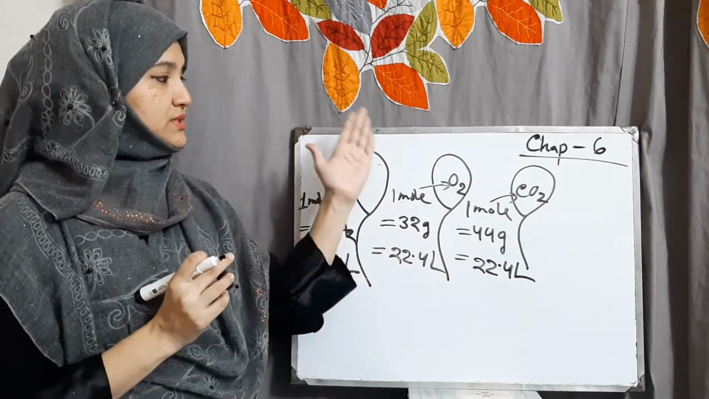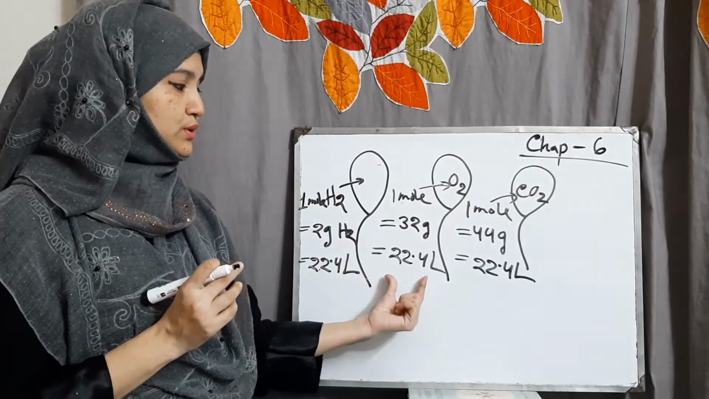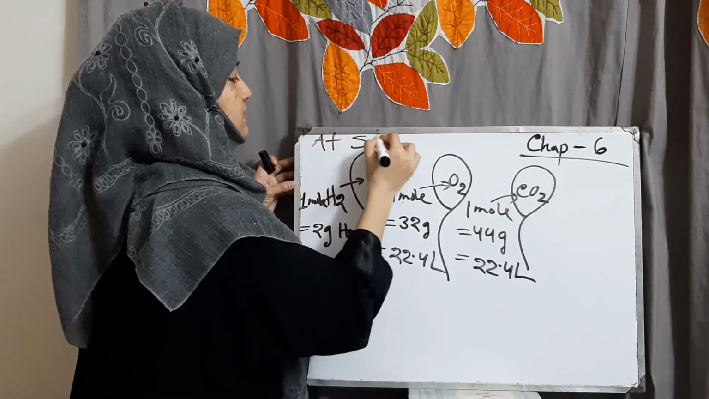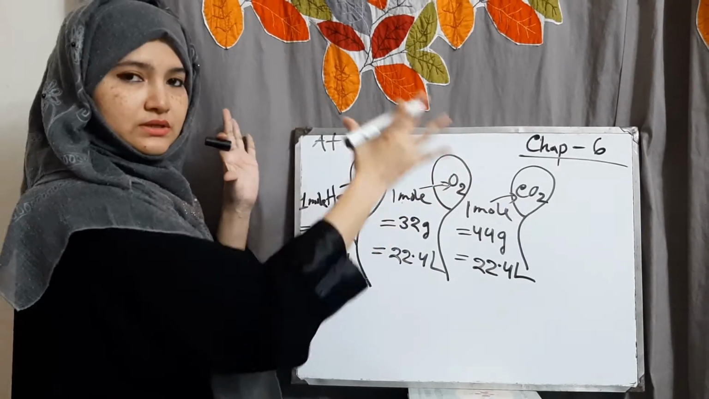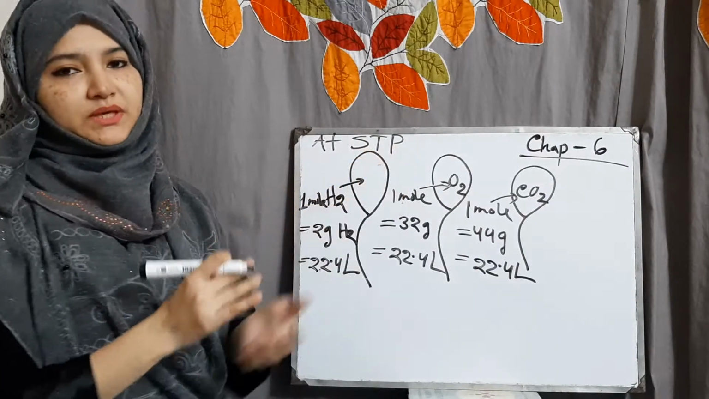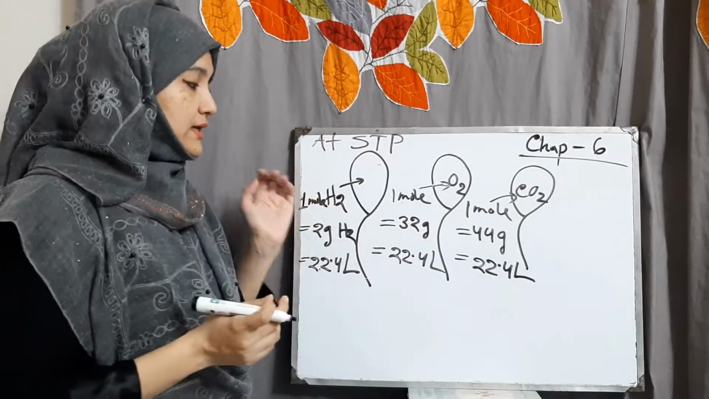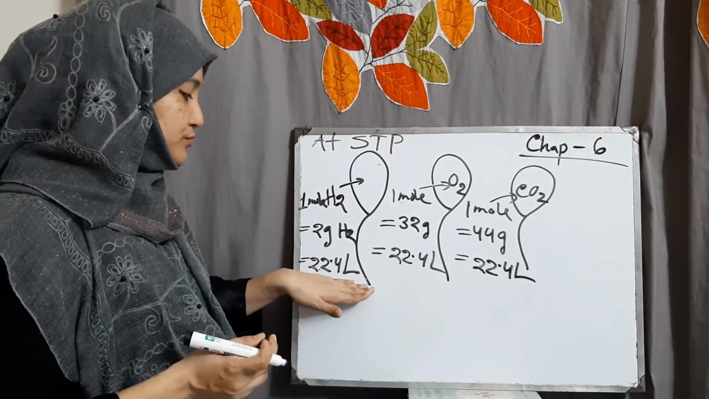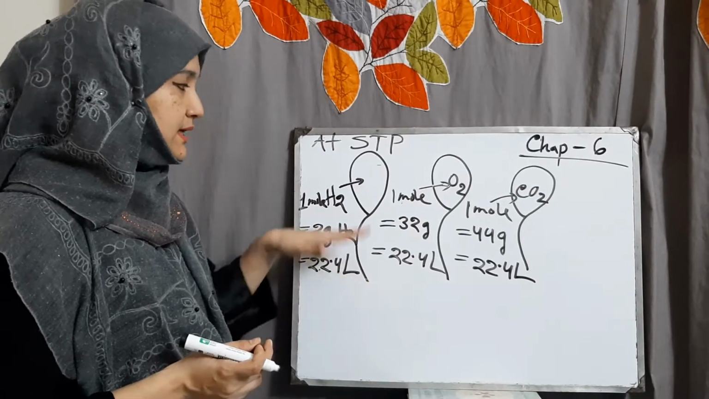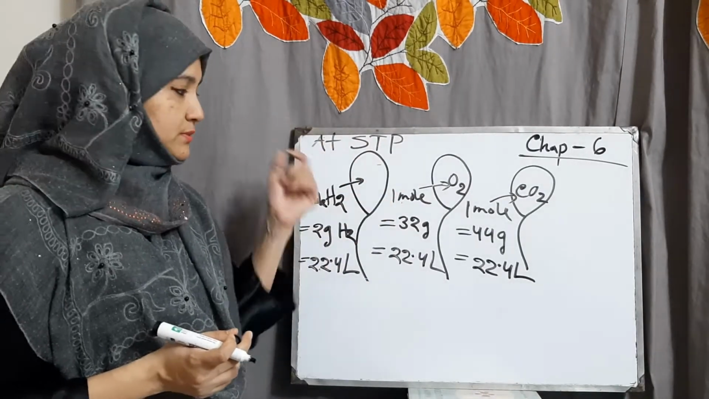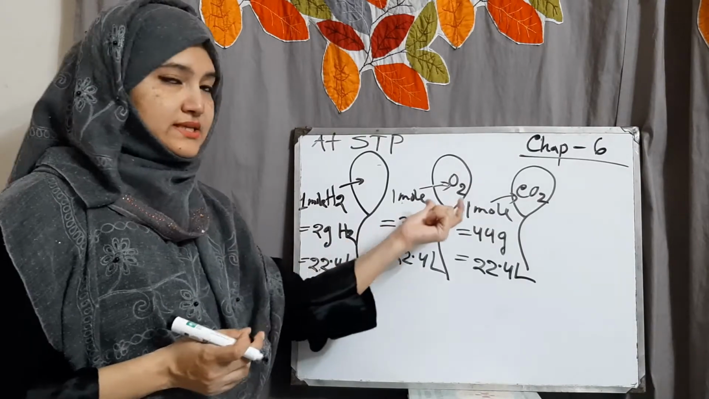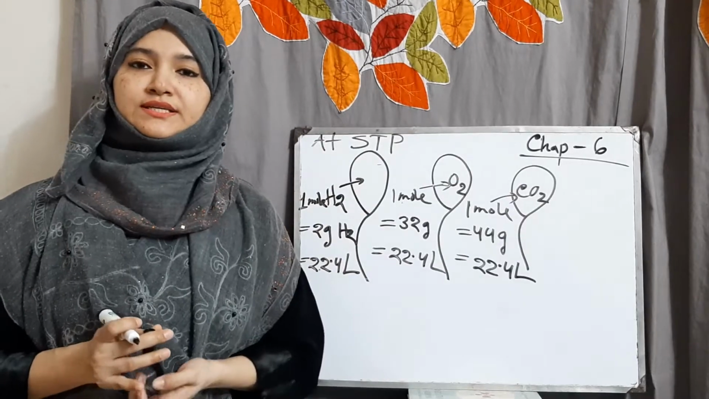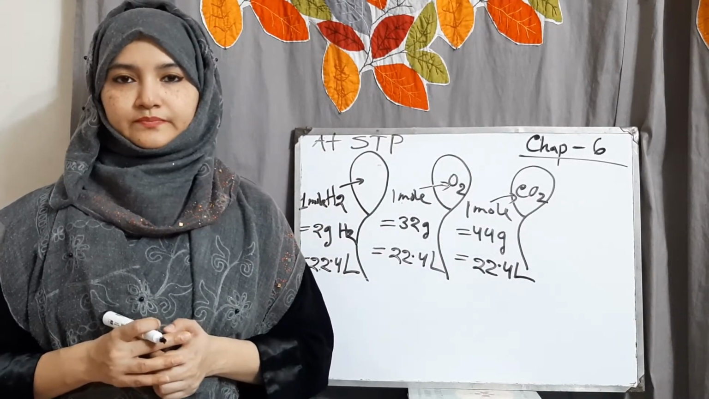For 3 different gases, the molar volume, and for that of course we have to fix the temperature and pressure, is measured at STP. That means whatever the gases, whatever the mass of these gases, if we take 1 mole, then the molar volume at STP is always 22.4 liter.